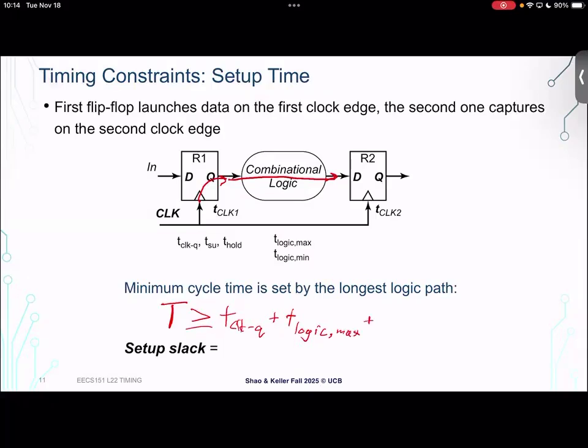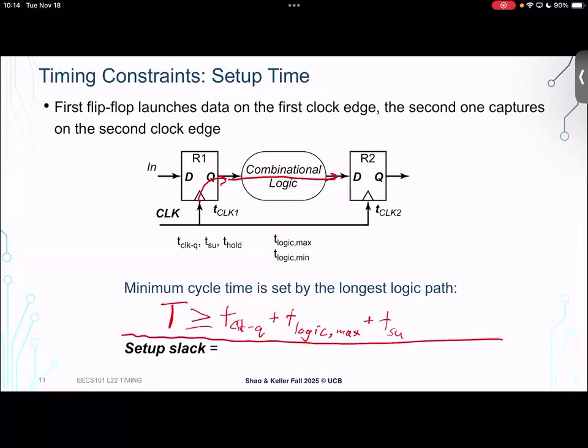And then we have our final constraint, which is that that signal needs to arrive sometime before the second clock edge. We just defined that constraint as T setup. So this is our setup time or cycle time constraint. And then we'll also introduce the concept of slack.